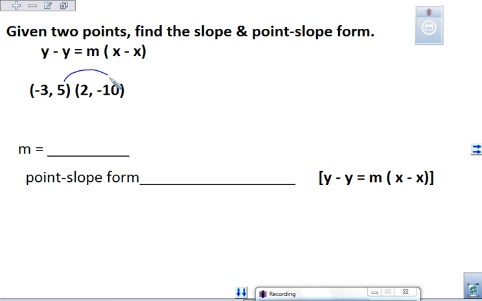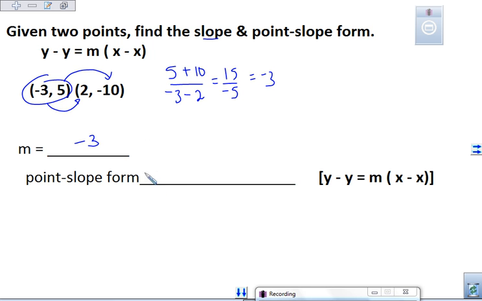So if I start 5 minus a minus 10 over negative 3 minus a positive 2. So that gives me 15 over negative 5, which reduces to negative 3. So that's the first question. What is the slope? Negative 3. So let's pick a point. Do you like the first point or the second point? We'll just pick the first one.